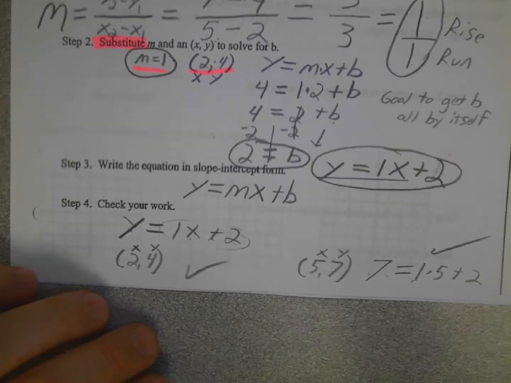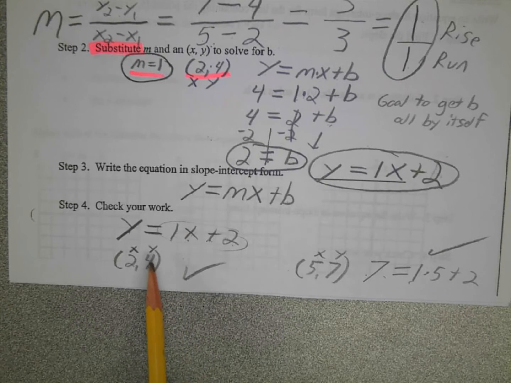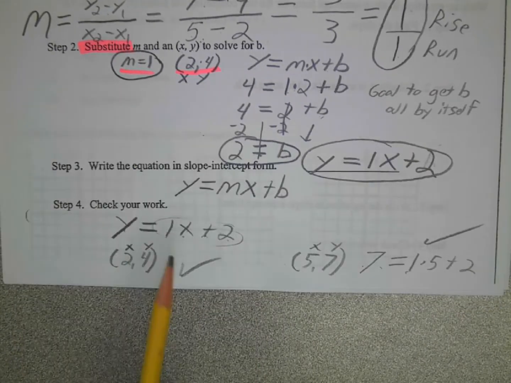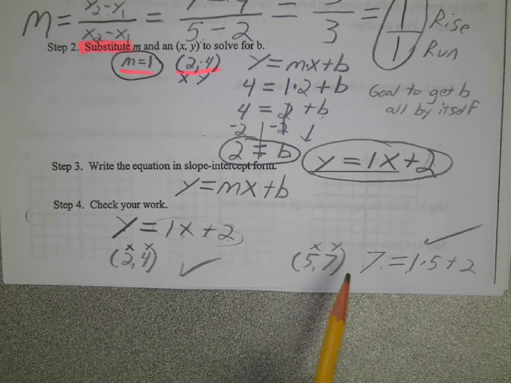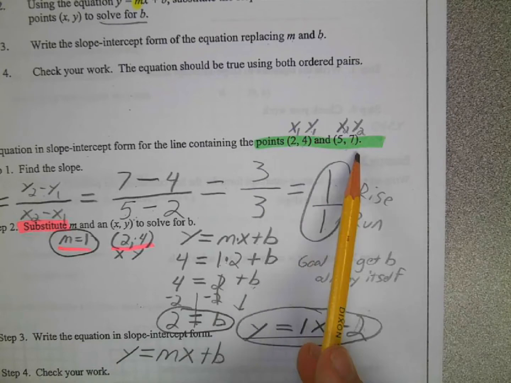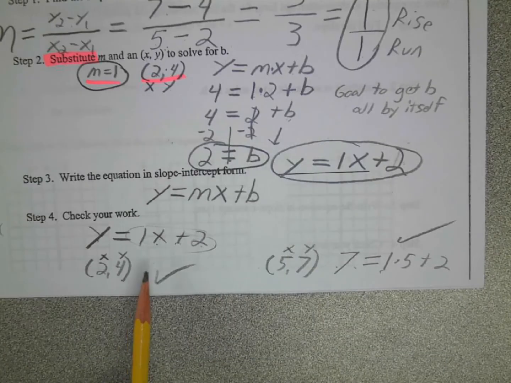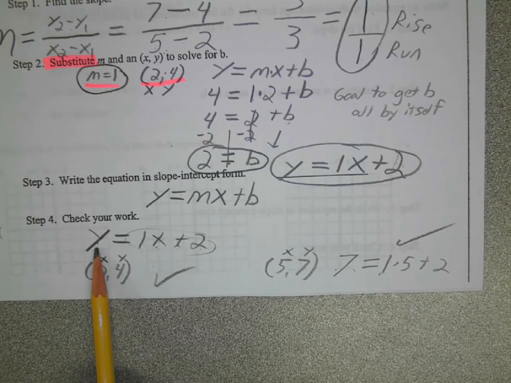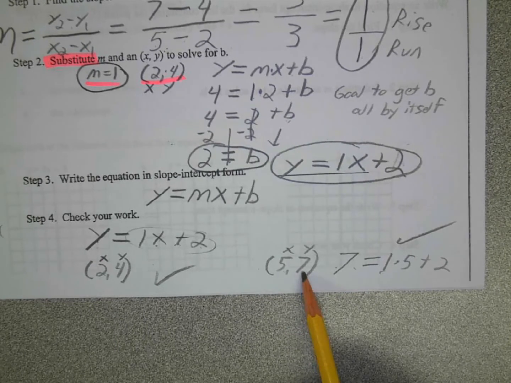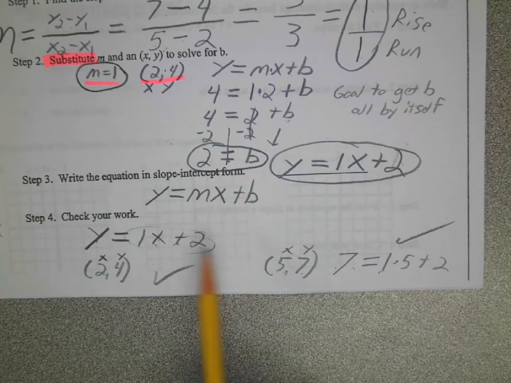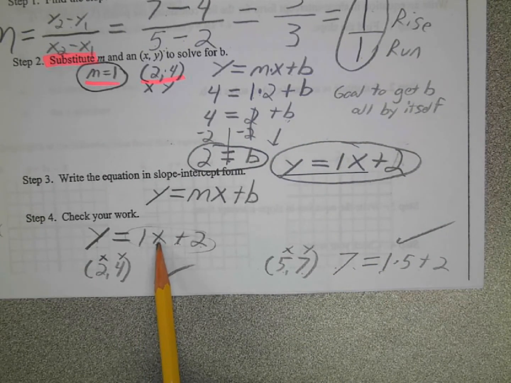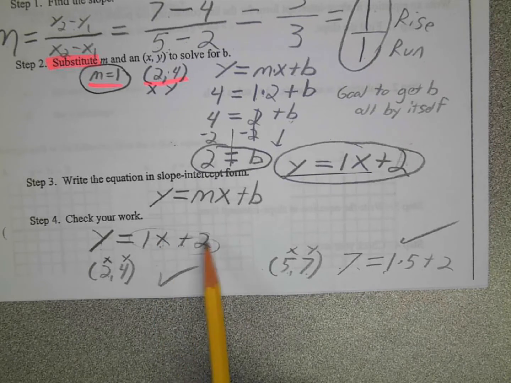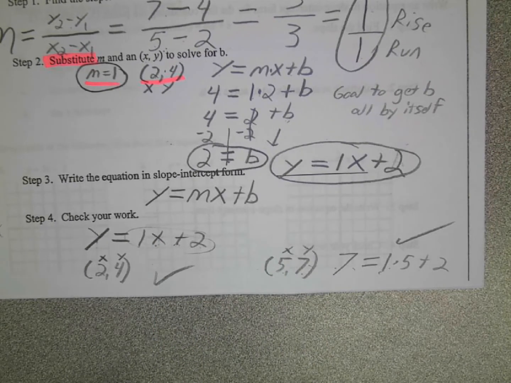I'm sorry, that wasn't showing there, so let me go over that one more time. Sorry about the camera not showing that. We're just plugging it in. We got our 2 points from before up here that we used. So 1 times 2 is 2, plus 2 gives me my y, 4. And then I got my 5, 7. So I put in 1 times 5 is 5, plus 2, there's my 7. So it checked out as well.